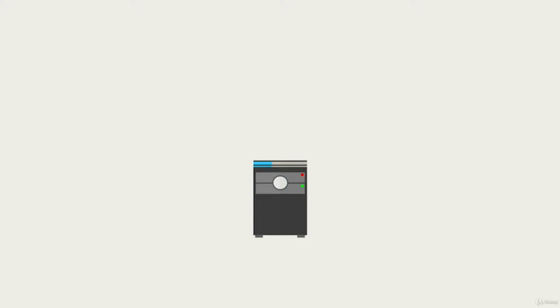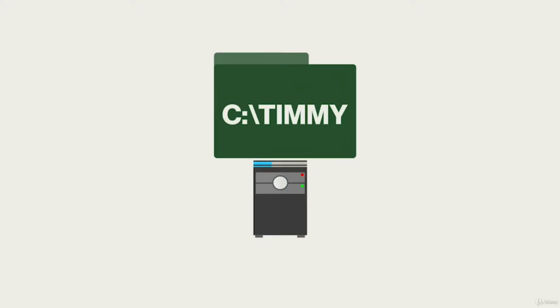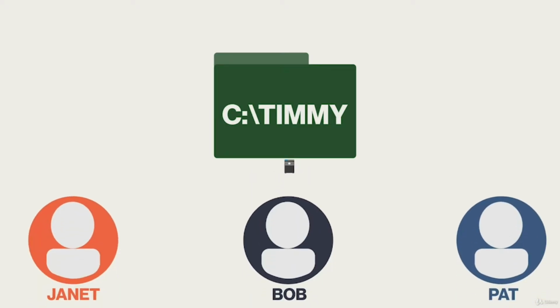So I've got this computer right here, and it has a folder in it called C:\Timmy. Now, there are 3 users that have local user accounts on this computer. There's Janet, and there's Bob, and there's Pat. Janet has full control over that Timmy folder. She can do anything she wants. Bob can only read the contents of the Timmy folder, and Pat can read all the contents, and if he wants to add some files to the Timmy folder, he can do that.